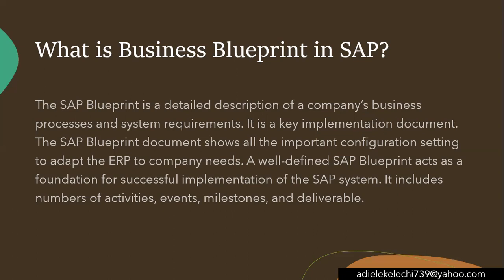Basically, the blueprint document shows all the configurations that need to happen. What the consultant does during configuration is always refer to the business blueprint, because it has the direction the consultant needs to follow. The consultant cannot just configure anything. He has to refer to the blueprint document when carrying out his configurations. A well-defined blueprint acts as a foundation for successful implementation of the SAP system. It includes the number of activities, events, milestones, and of course, deliverables.